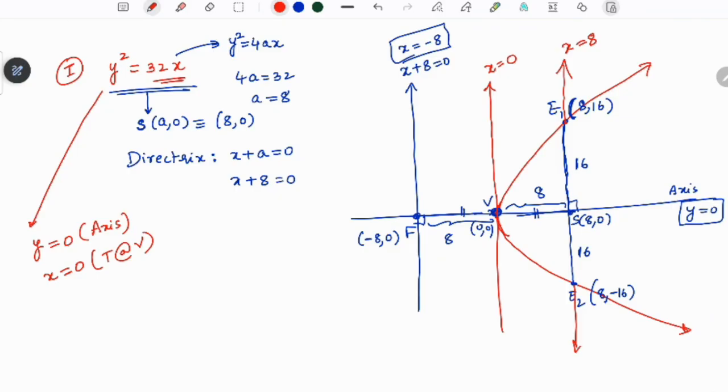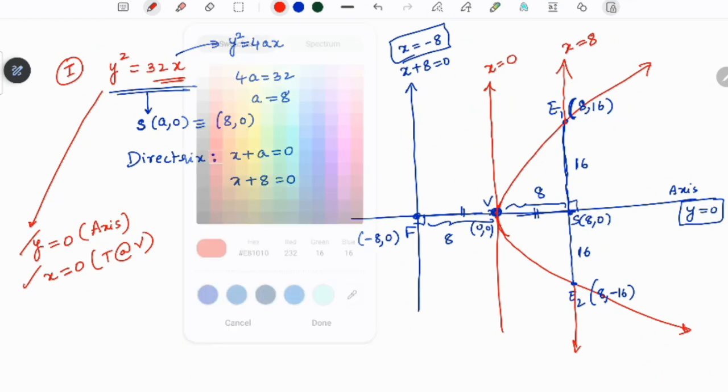Once you get the axis and the tangent at the vertex, the tangent at the vertex is x equal to 0 and the axis is y is equal to 0. Their point of intersection is the vertex. So the moment you get the axis and the tangent at the vertex, you are automatically getting the vertex. Okay. Let's go to the next one. Next question. Second one.